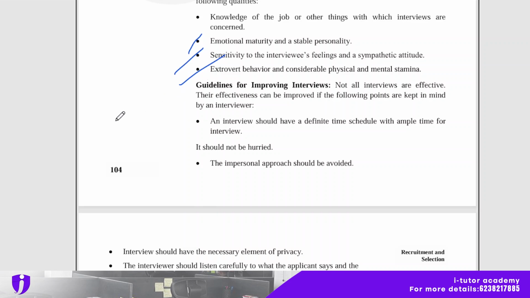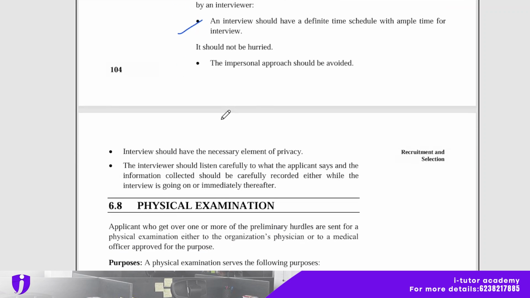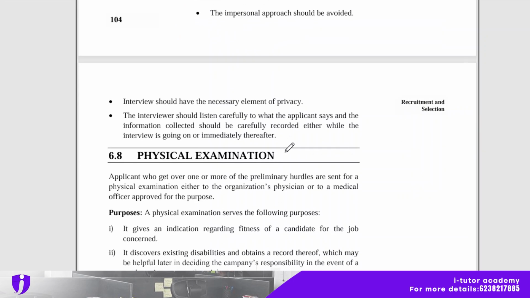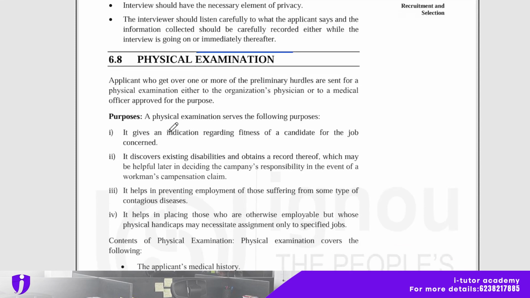And the guidelines for improving interviews: not all interviews are effective. Their effectiveness can be improved if the following points are kept in mind by the interviewer. An interview should have a definite time schedule with ample time for the interview. It should not be hurried. The personal approach should be avoided. The interview should have the necessary element of privacy. The interviewer should listen carefully to what the applicant says, and the information collected should be carefully recorded either while the interview is going on or immediately thereafter.